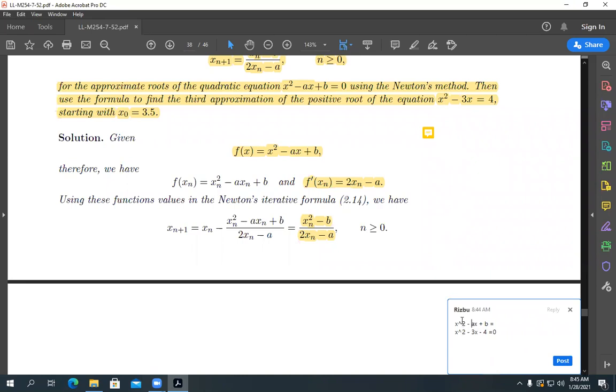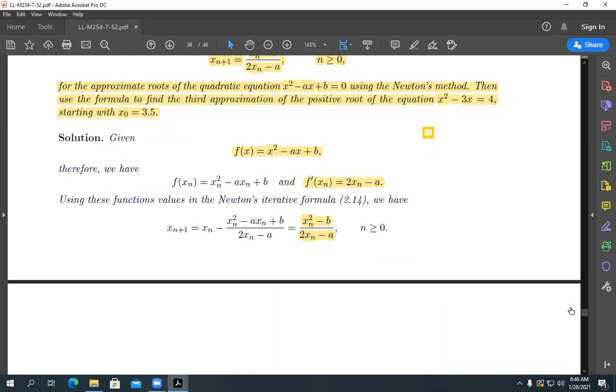X square is x square, same. Minus minus, same. What is A? A is 3. What is B? -4. We can write this one, it's the same thing. In place of B we have the minus 4.